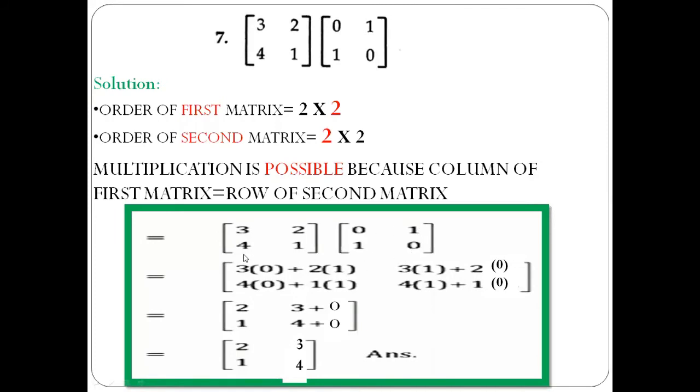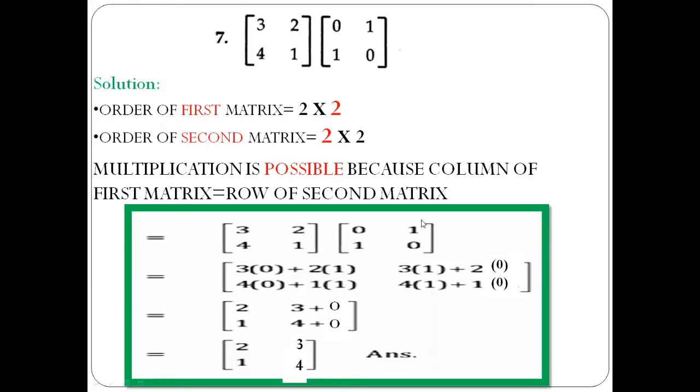Now at last, second row, second column. How will you multiply? First element with first, meaning 4 multiply by 1 and 1 multiply by 0. I am repeating this again. First row by first column: first element with first and second element with second.